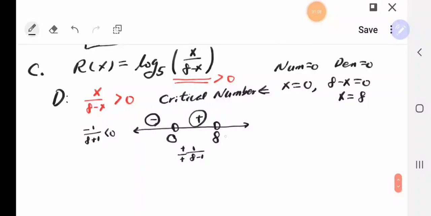Okay, if x is greater than 8, let's use 9. Then the numerator is positive. The denominator, 8 minus 9, is negative. So positive over negative means negative.